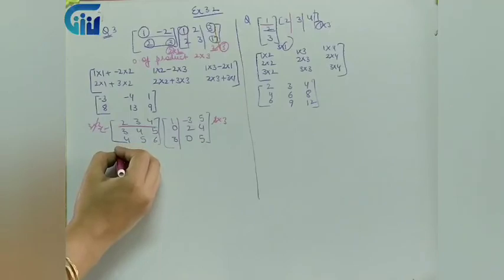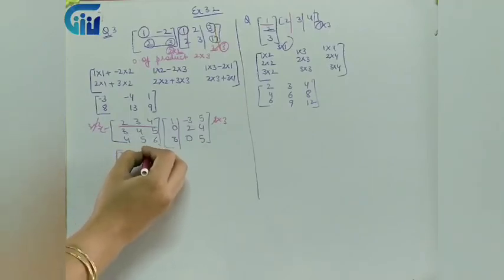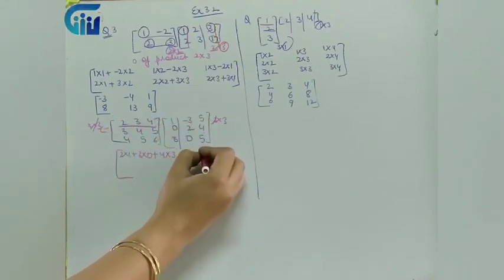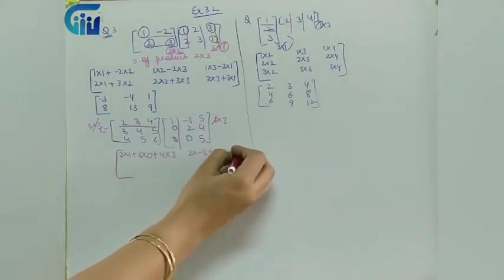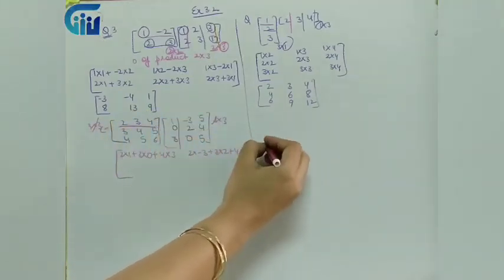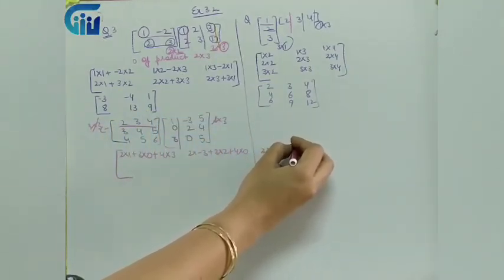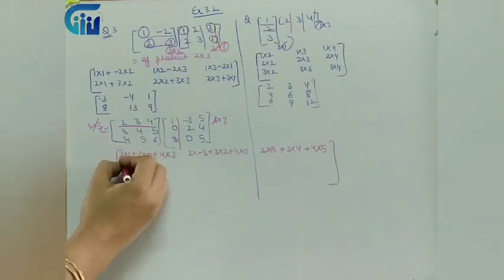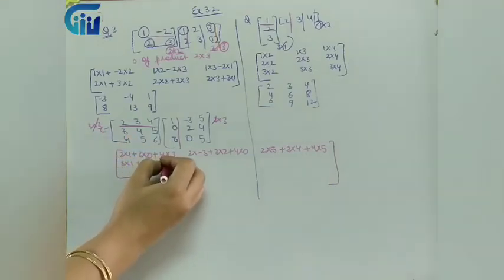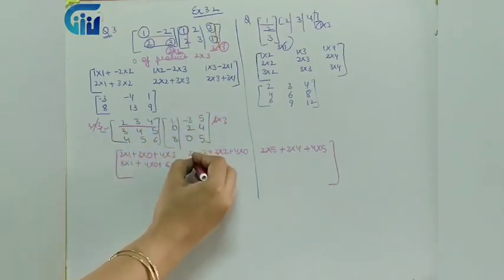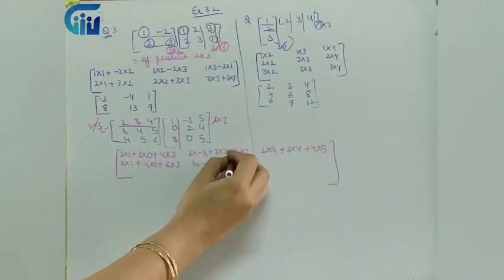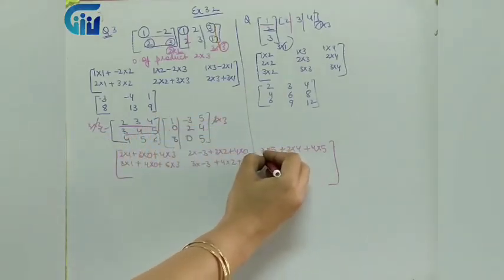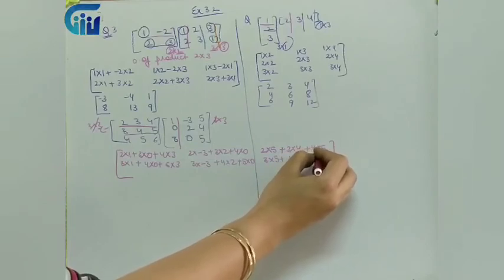So 2 with 1 is 2 into 1 plus 3 into 0 plus 4 into 3. First row, first column. First row, second column: 2 into minus 3 plus 3 into 2 plus 4 into 0. Then first row, third column. So it is 2 into 5 plus 3 into 4 plus 4 into 5. Right? Now second row, first column. So it is 3 into 1 plus 4 into 0 plus 5 into 3. Then second row, second column: 3 into minus 3 plus 4 into 2 plus 5 into 0. Right? Then second row, third column. So it is 3 into 5 plus 4 into 4 plus 5 into 5.